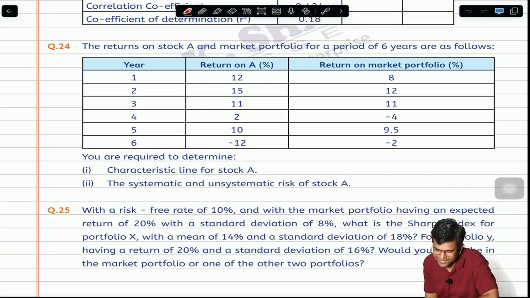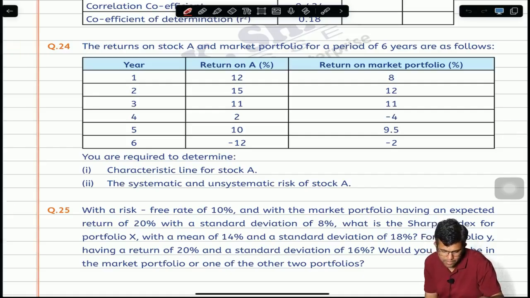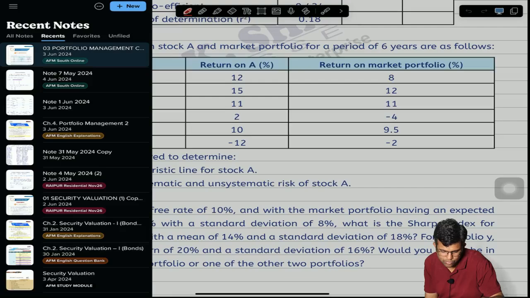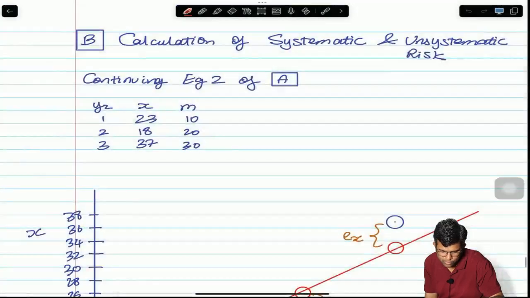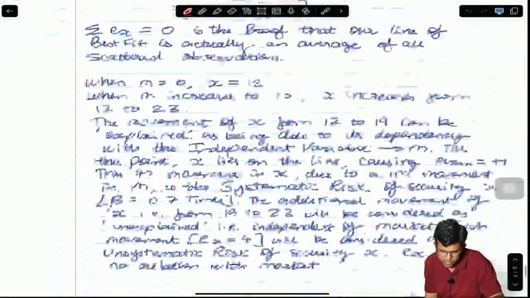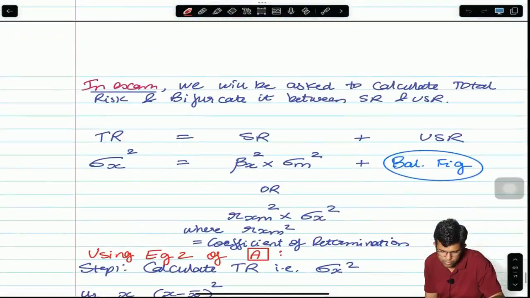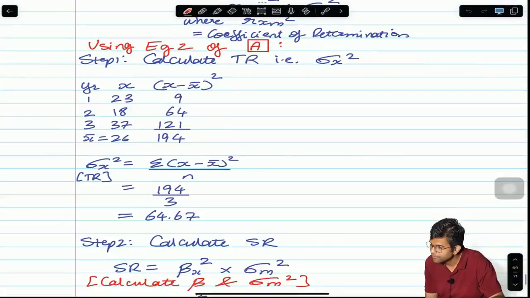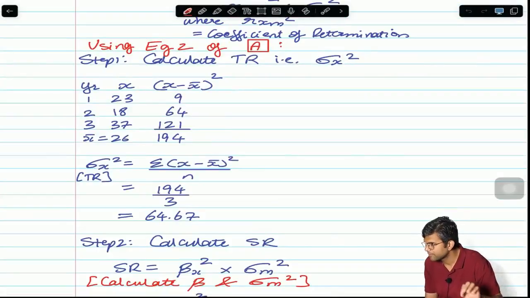Okay, ready? So students, in question 24, I think point number 1 we had completed. I want to ask you, can you complete point number 2 using these steps? Okay, start.